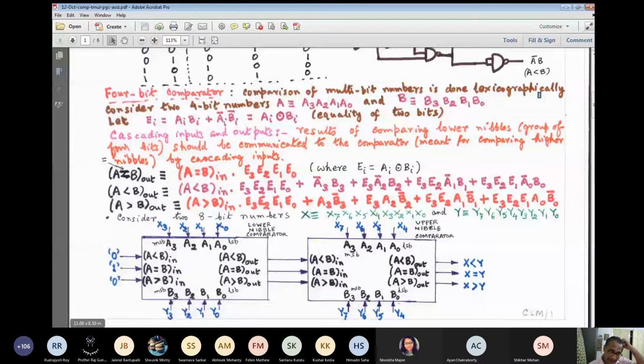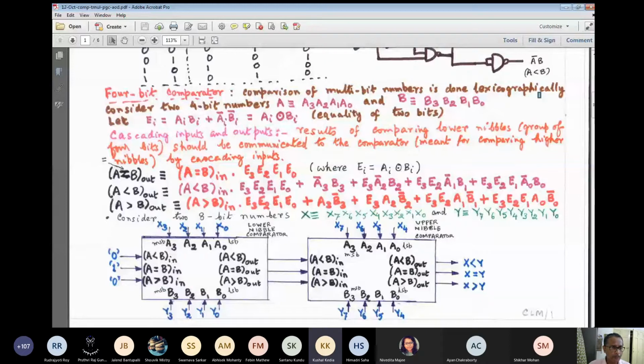My question is about these three variables, A less than B, A equals B, and A greater than B. The subscript out means that they stand for the output functions. Now each of them is a function of how many variables? Who can answer? Tanoy, are you there? Or who else? Kushal?